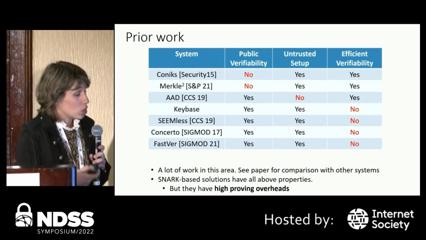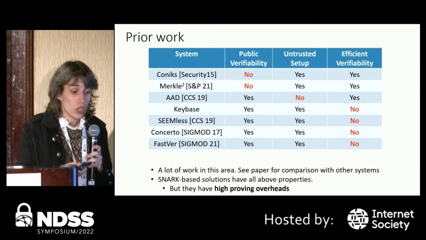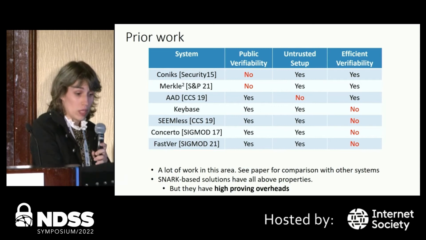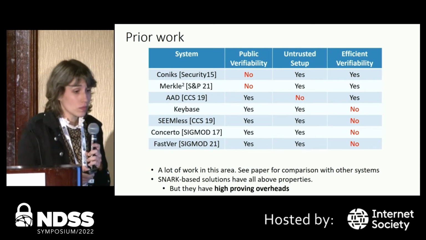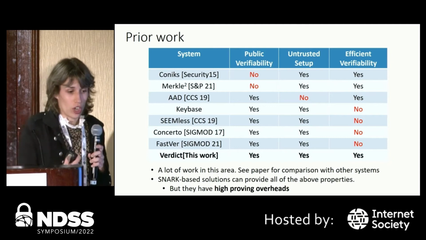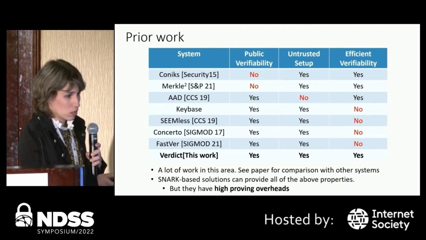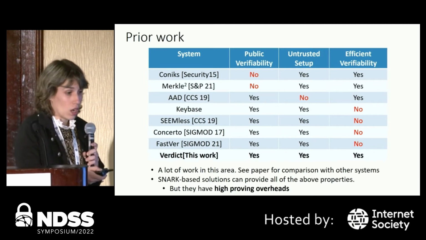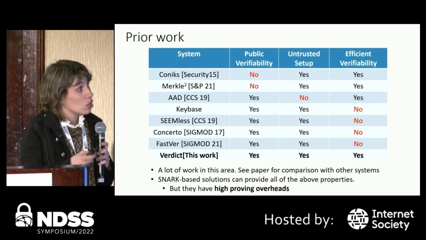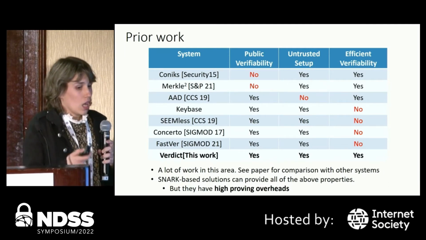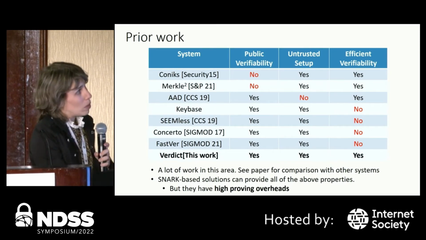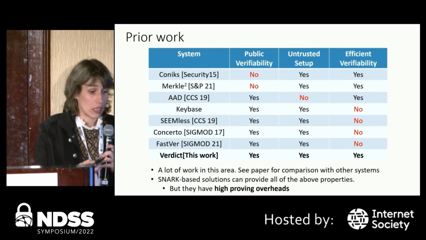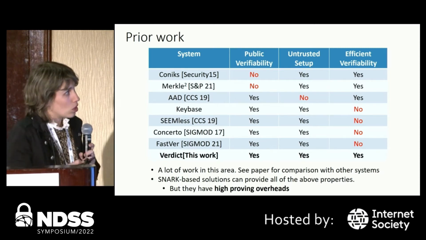As for a cryptographic accumulator, this is a tool that allows the dictionary to commit to its state and then efficiently produce a membership proof relative to the commitment that an element is in the state. Our dictionary, Verdict, belongs in this last category of systems. It uses cryptographic accumulators and zero-knowledge SNARKs, and it offers all of these properties: public verifiability, untrusted setup, and efficient verifiability, while imposing modest proving overheads at the service. So let me tell you how Verdict works.